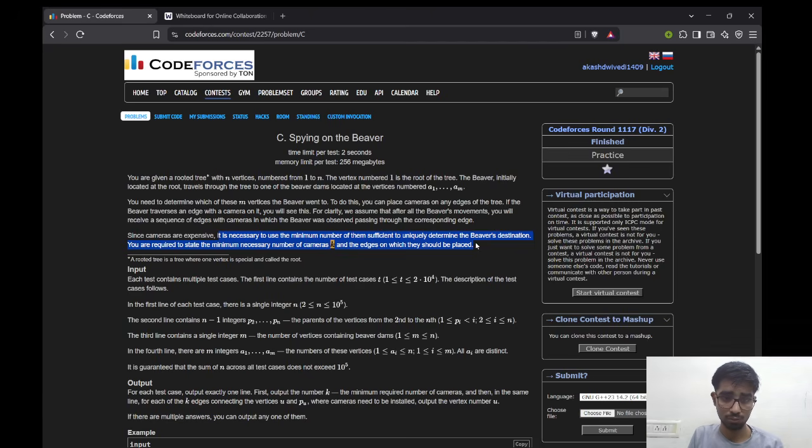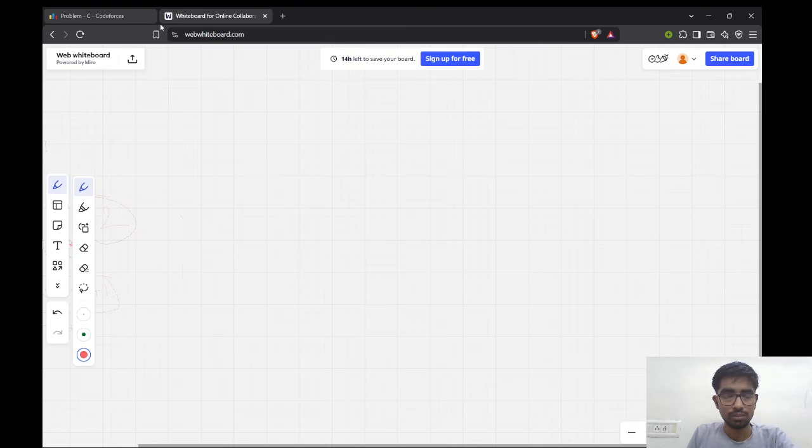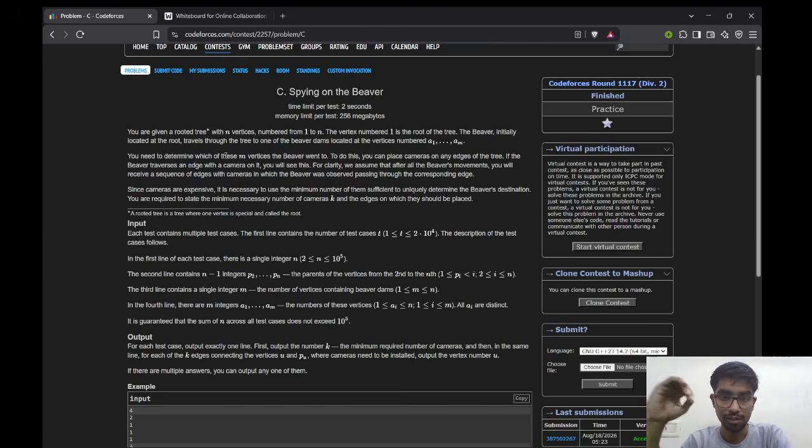You are required to state the minimum necessary number of cameras, and the edges on which they should be placed. Means in the problem we are given a rooted tree, and there are m positions, denoted at the junctions, which the player, the beaver, needs to visit. And what is your task? Your task is to determine what are those m positions the player has visited.